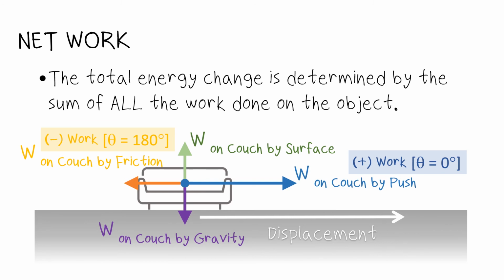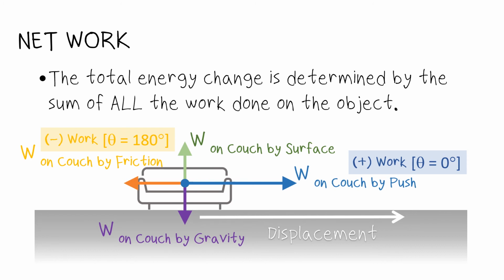So displacement's to the right, friction's to the left. That angle is 180 degrees. So already you have two forces that are sort of battling each other. The push is adding energy to the couch. Friction is taking energy away from the couch. You can see by the fact that I drew the blue arrow longer than the orange arrow, the push arrow is longer than the friction arrow. That means that push is actually winning.